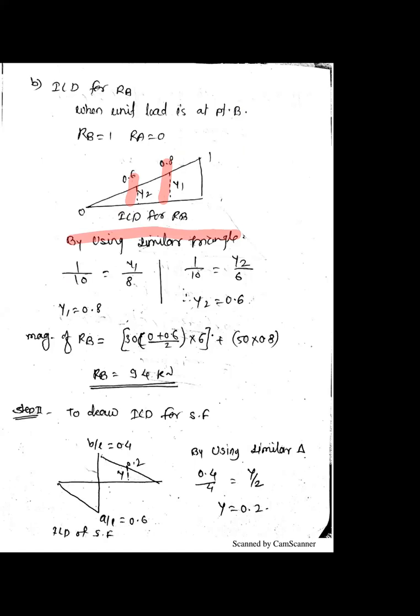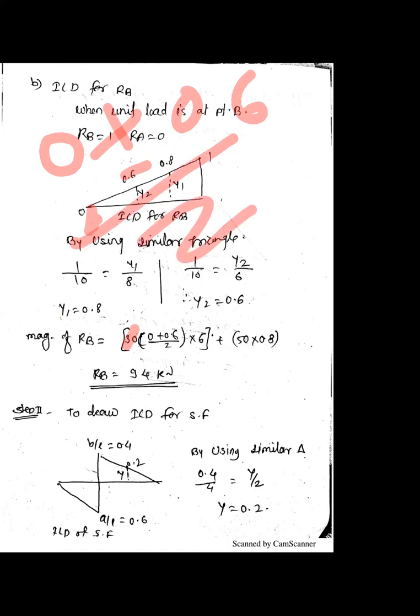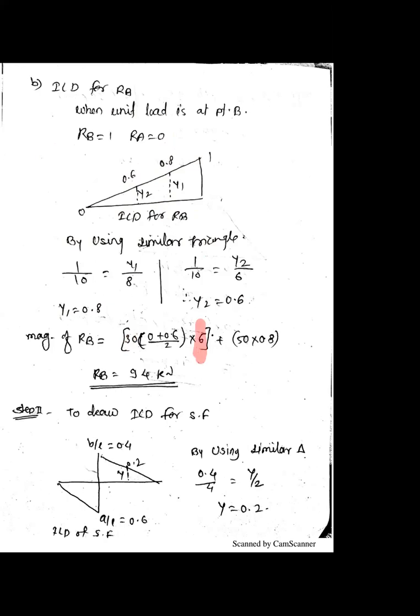So by using similar triangle, 1 divided by base, 1 divided by 10, y1 divided by this distance. So this is 8. Then we get y1. Now again 1 divided by base 10, y2 divided by this distance 6. So this is y2. Then again intensity of UDL 30, then average of 2 points of the UDL coordinate. So the first point is 0 plus the second point is 0.6, divided by 2, into the length of UDL, length is 6. Then intensity of load 15 into 0.8 is here. Then we get RB.